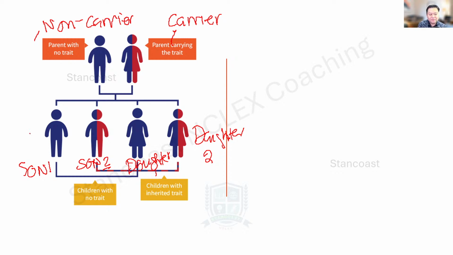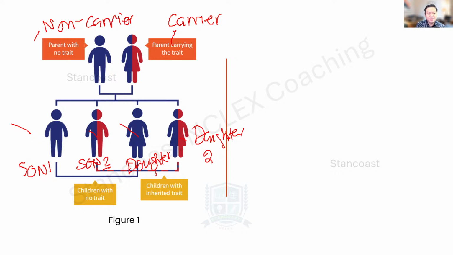So we have son number one, daughter number one. They are not inheriting any of the genes. We have son number two and daughter number two. They're only inheriting at least one defective gene from the mother. And so they're not going to be manifesting any signs and symptoms.